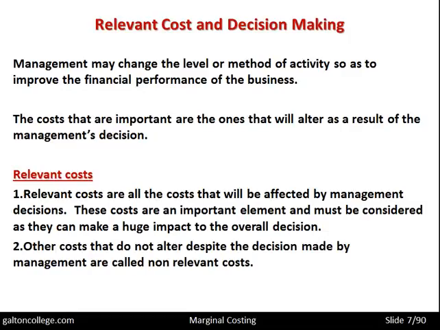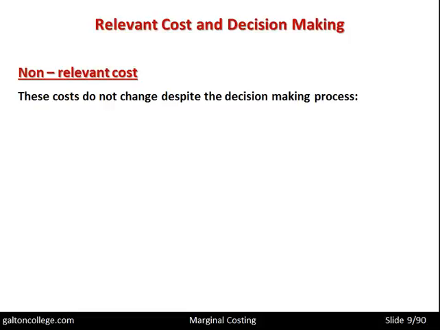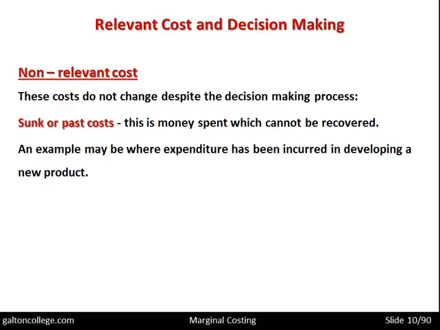So other costs do not alter despite the decision made by management, and these are called non-relevant costs. So we have this distinction now between relevant costs, costs that do change as a consequence of a change in decision, and non-relevant costs, the costs that do not change. Let's look at non-relevant costs again for a moment. These costs do not change despite the decision-making process. For example, sunk or past costs. This is money spent which cannot be recovered. It's sunk. It's spent, so it can't be recovered, it can't be changed, it can't be undone.